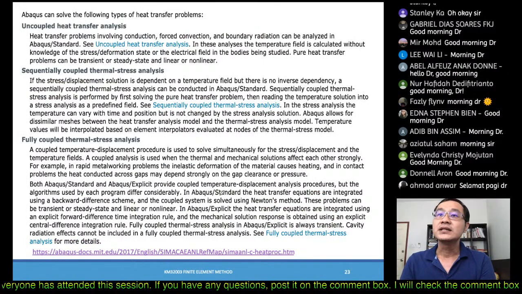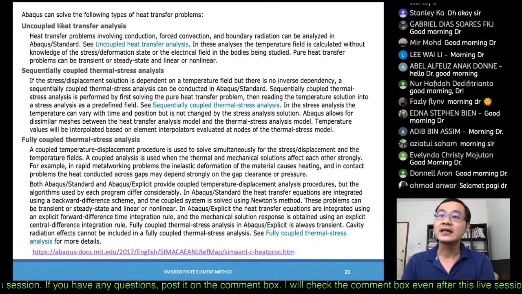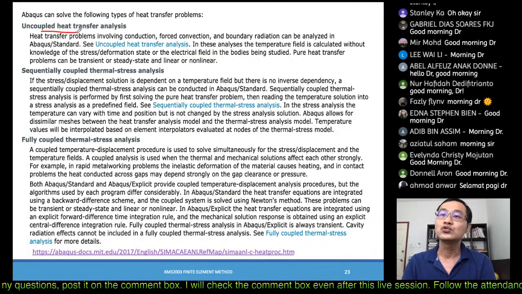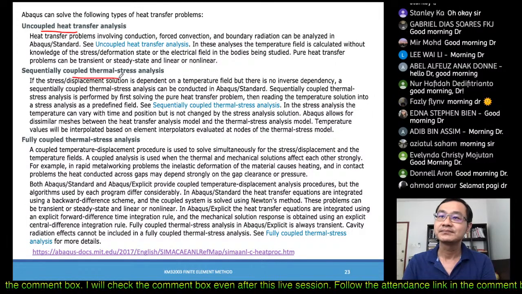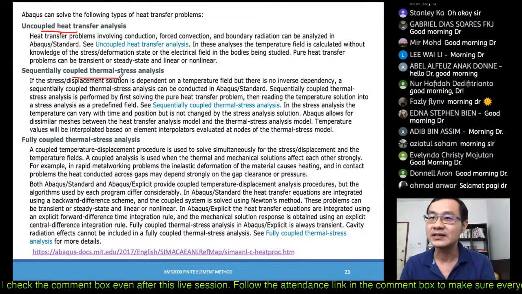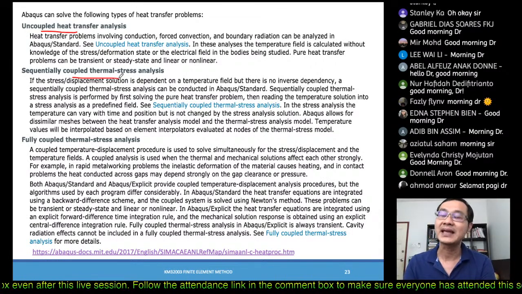Also, the commercial software itself allows us to do different kinds of heat transfer analysis and relate it to the mechanical property.